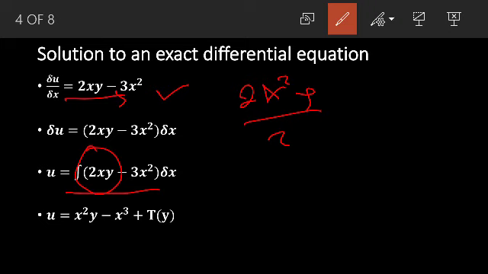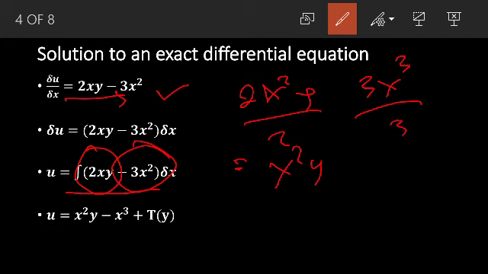Remember, it's a partial integration, okay? So that will give us x squared y. And in the same way, integrating 3x squared with respect to x will be 3x cubed over 3, and that will give us x cubed. That's why we got this.